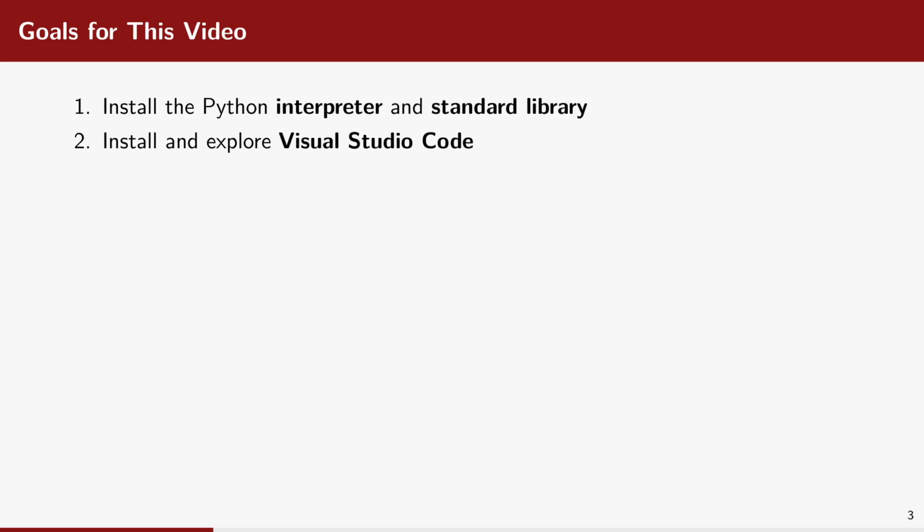Second, we'll install and briefly explore Visual Studio Code, which is a software development program we can use to write our Python code. We can also use it to tell the Python interpreter to run our Python code. I'll show you how to install Visual Studio Code extensions to make it easier to work with Python as well.